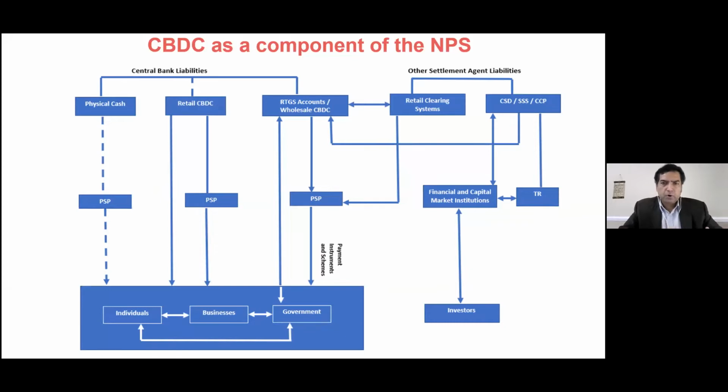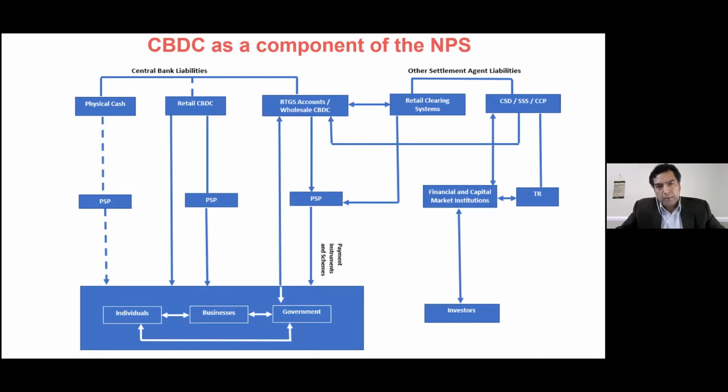And CBDC is going to fit into this national payment system, and it has very important linkages with other systems which will have to be developed. So, for example, if you look at it from a typical retail payments perspective, you have the retail clearing systems, with payment service providers who offer payment instruments and operate schemes which the government, businesses, and individuals use. And the retail payment systems, at the end of the day, will be settled at an RTGS system.